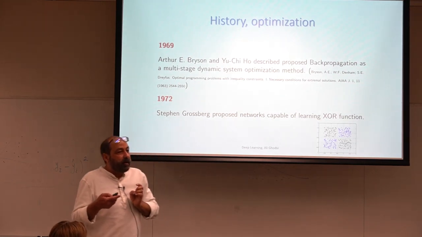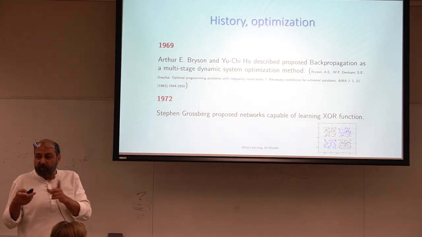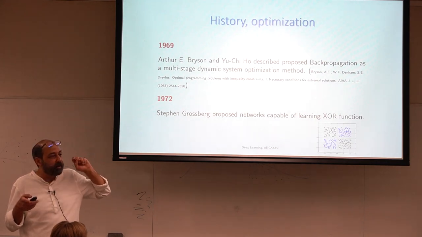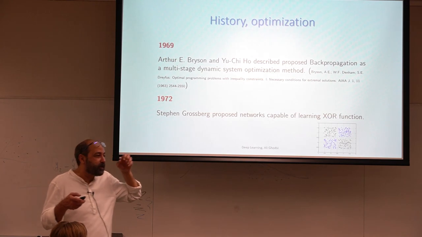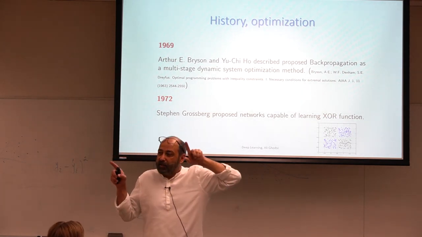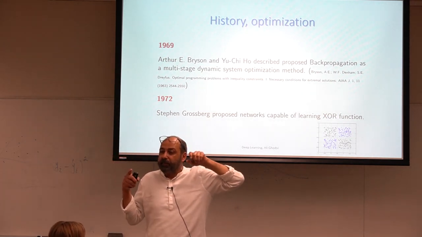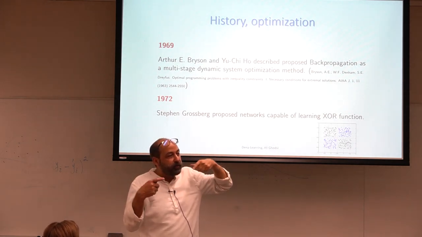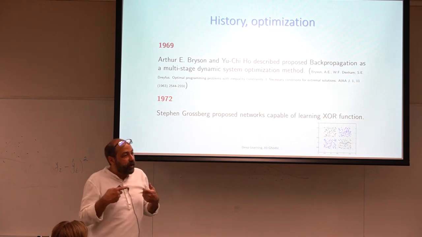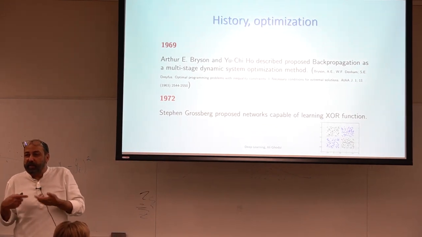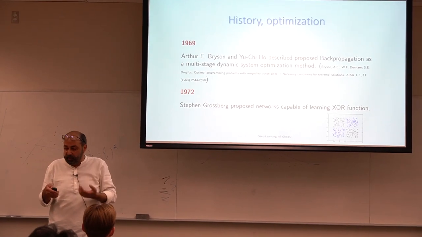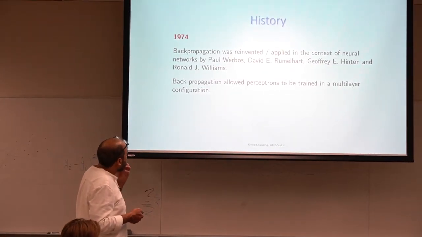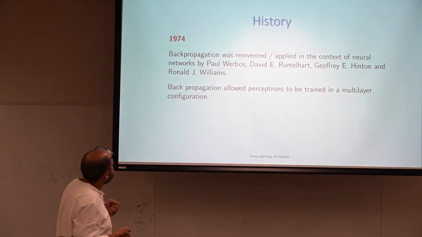backpropagation. There are many people who claim that they invented backpropagation. It's almost any important name in deep learning. They claim that I invented backpropagation. And in some sense, they're right, because maybe the name was not backpropagation, but the idea of recursively finding the gradient was in many different works, which we still use in its mature form.